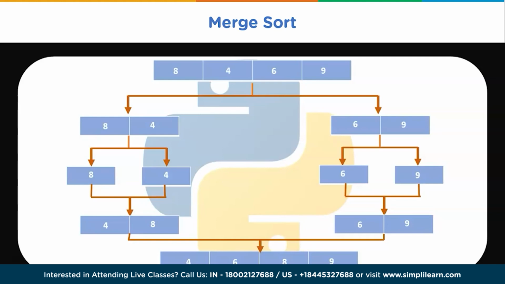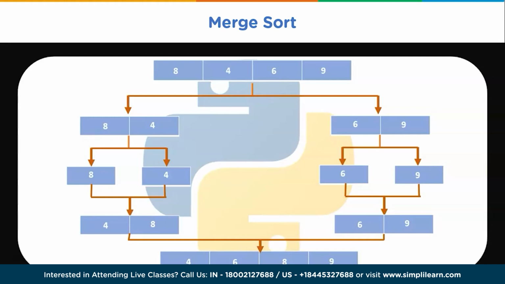Now you start merging the individual elements in a sorted fashion. So first you will compare 8 and 4. Now 4 is less than 8, so you swap and put 4 first and 8 at the second position. Similarly, when you compare 6 and 9, 9 is greater than 6, so the order of this particular set remains as is. 6 and 9 are taken into the new array.